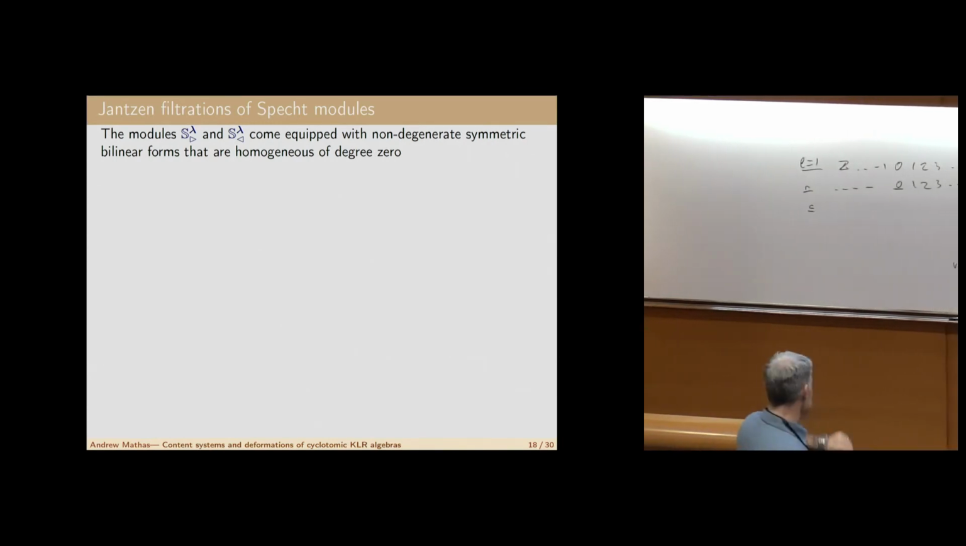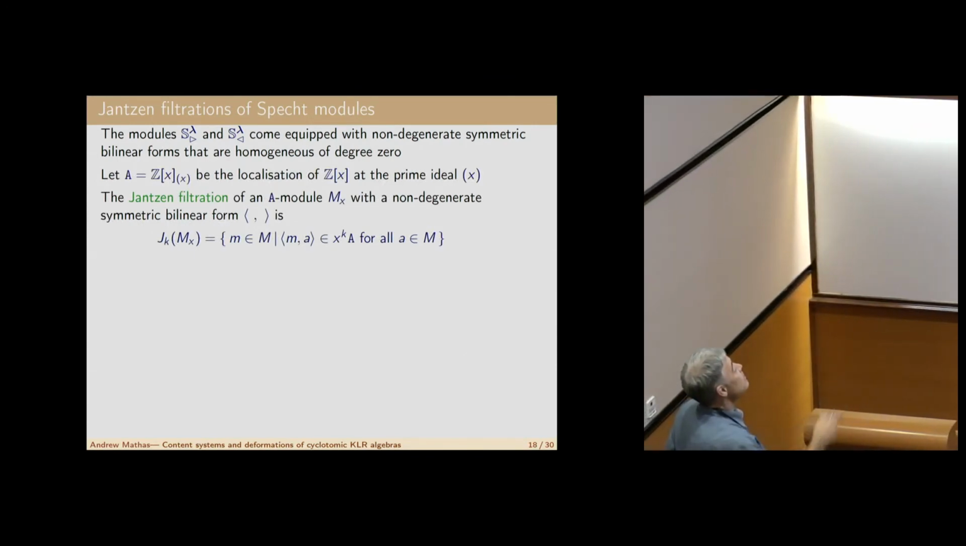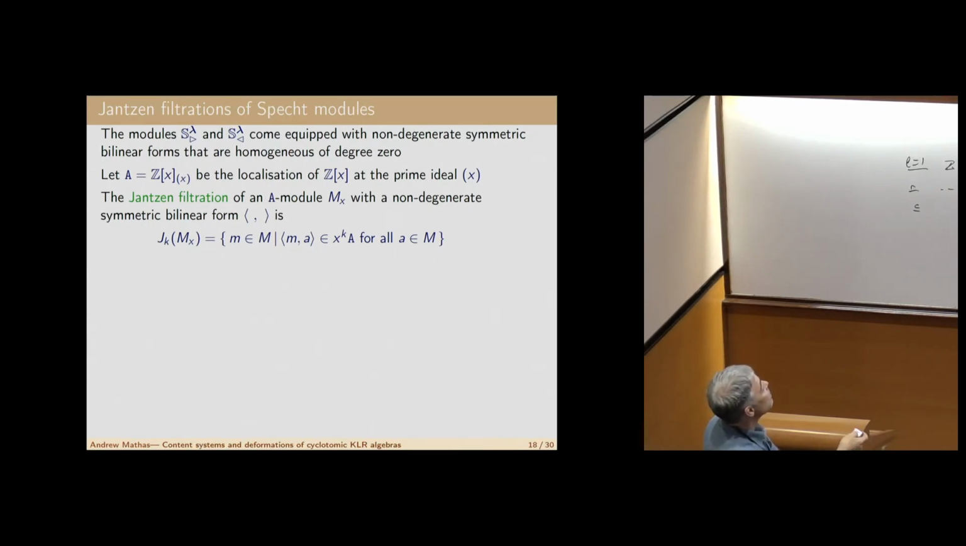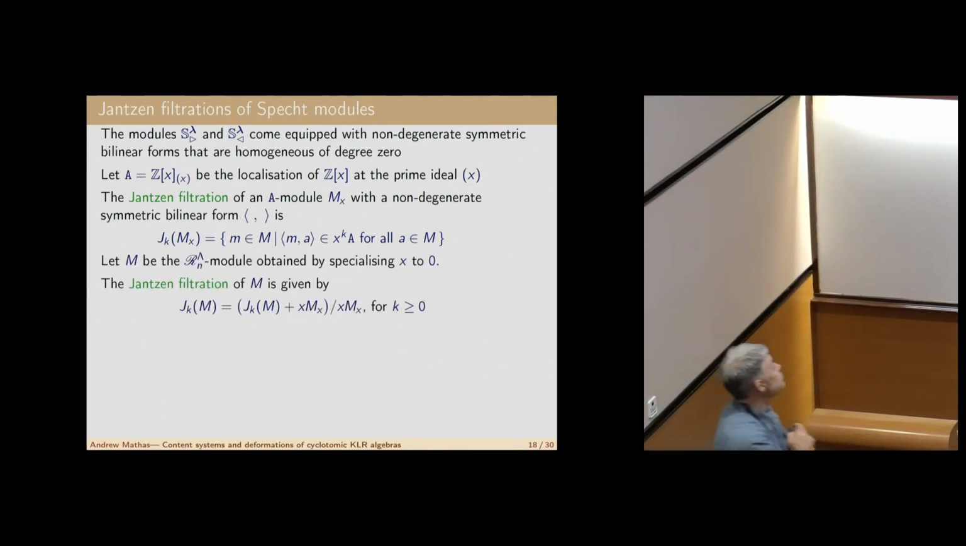So these modules come equipped with non-degenerate symmetric bilinear forms, which are homogeneous of degree 0. If I take the localization of Z[x] at the prime ideal (x), I have a PID, and I can look at the filtration by looking at all those things inside the module such that the inner product of, say, m and a will live inside x^k times A. This is a nice filtration.